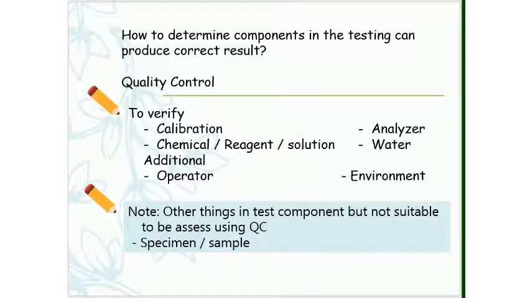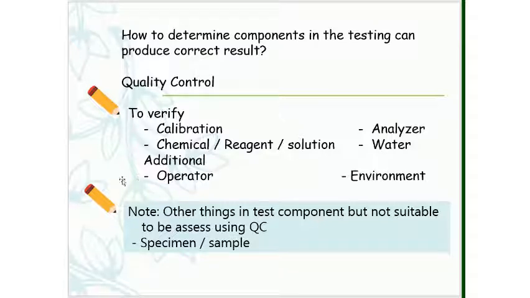So how to determine that the components in the testing can produce correct result? Well, at this point we need quality control. Quality control is to verify most of the components in the test system so that it is in good condition. It is used to verify the calibration, chemical or reagent or solution. It is to verify the analyzer and water.